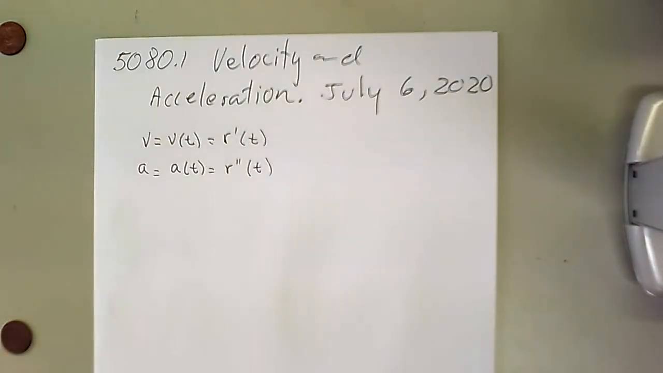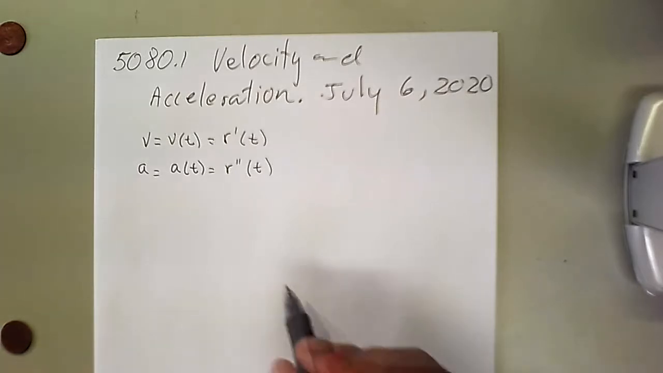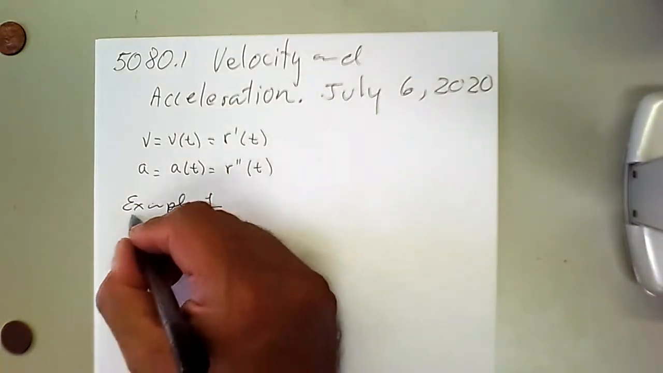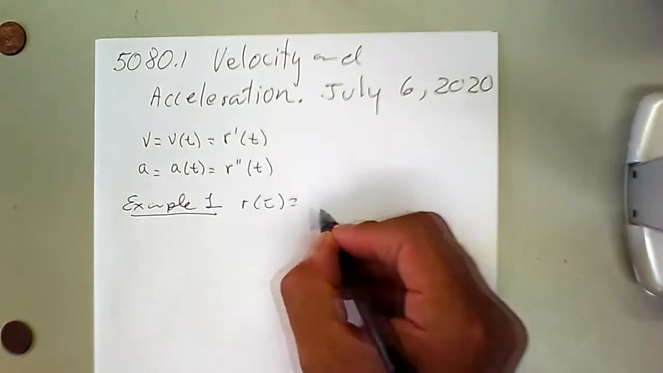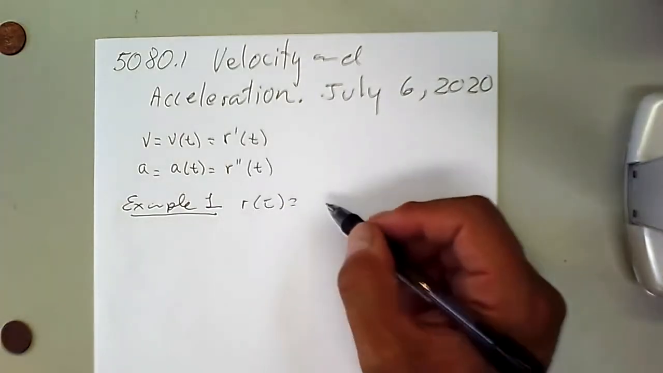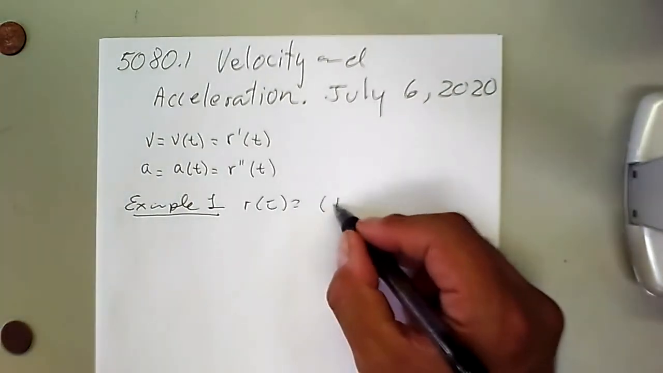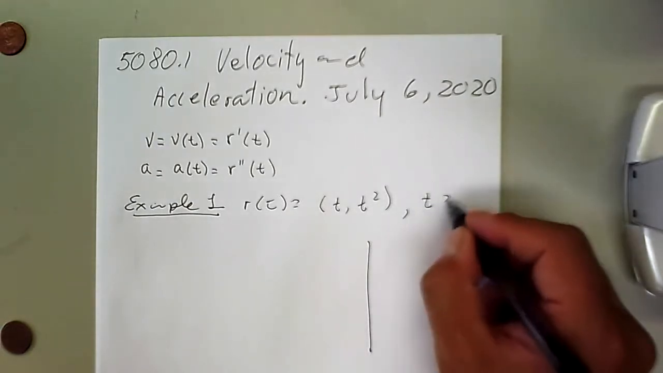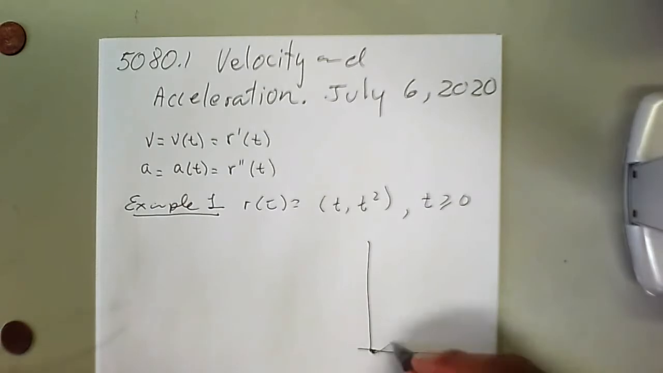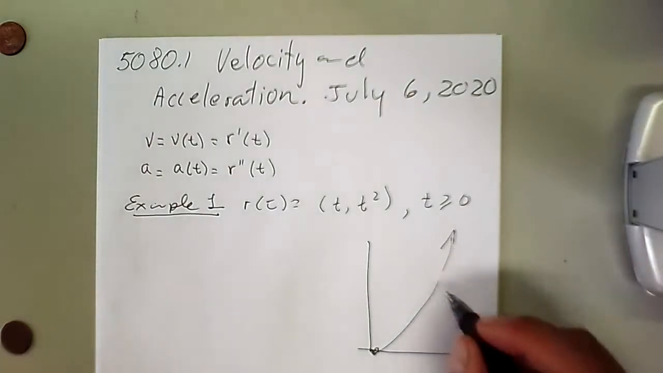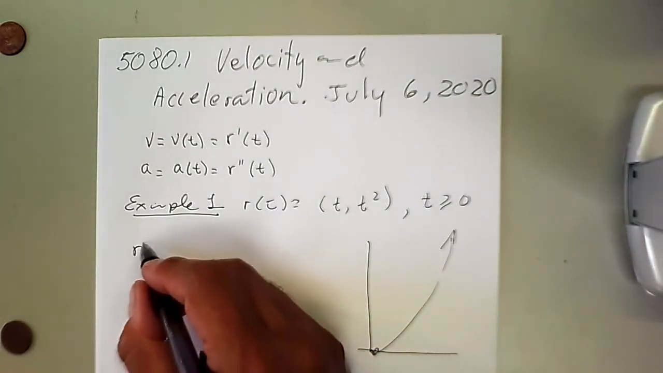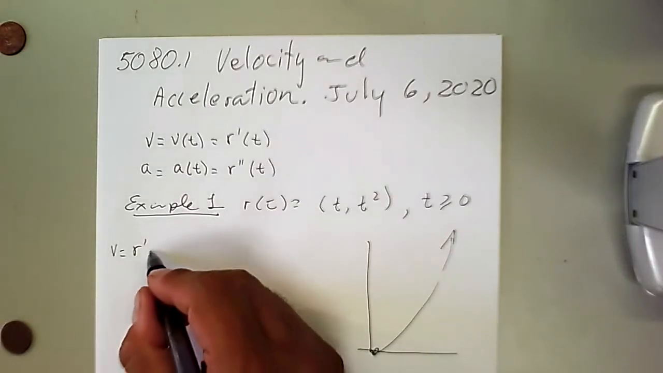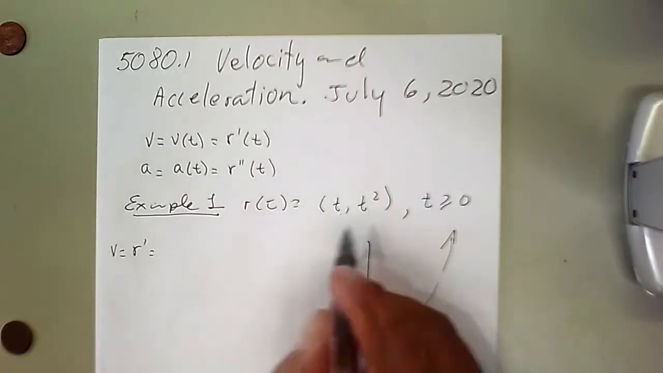Let's do a quick example. Example 1, r of t will be a two-dimensional vector, t, t squared, which is simply a regular parabola. Let's say t is positive. So we just have a regular parabola. So the velocity vector v is going to be r prime, which in this case would be 1, 2t.